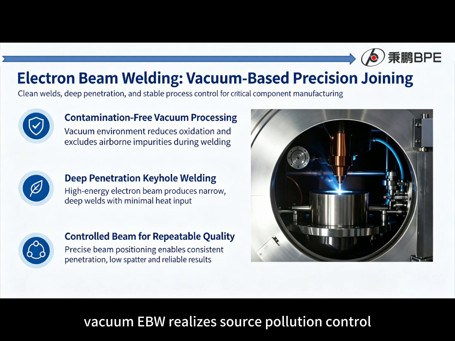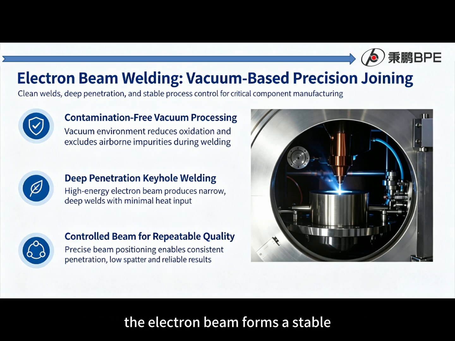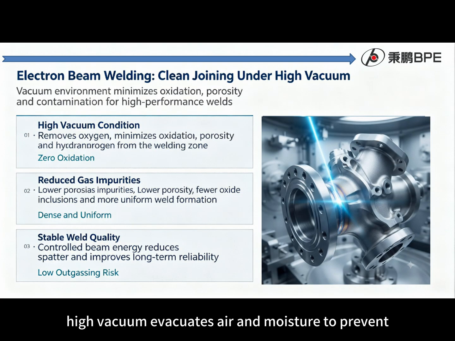Vacuum EBW realizes source pollution control instead of post-weld cleaning remediation. The whole welding cycle is carried out in a high vacuum chamber without shielding gas or filler wire, cutting off external impurity channels. The electron beam forms a stable keyhole molten pool with zero spatter, laying a technical foundation for defect-free ultra-clean welds. High vacuum evacuates air and moisture to prevent aluminum oxidation and hydrogen absorption.